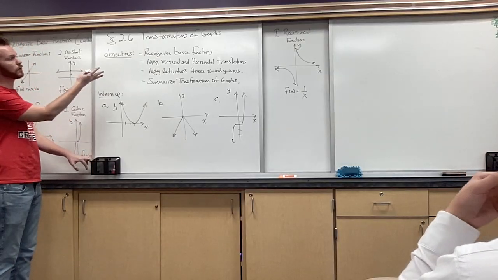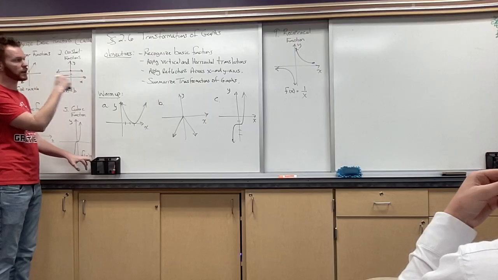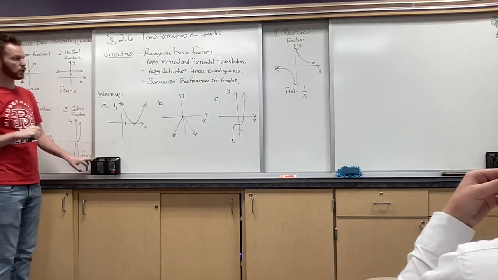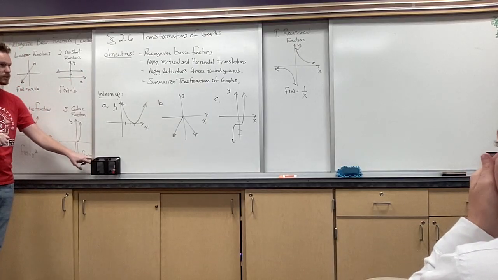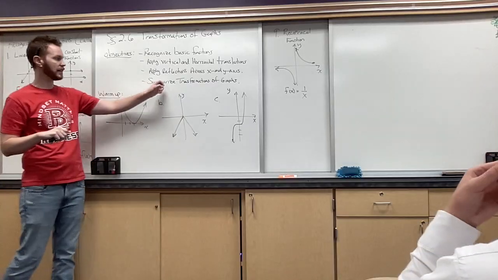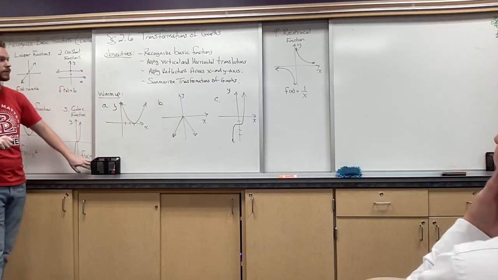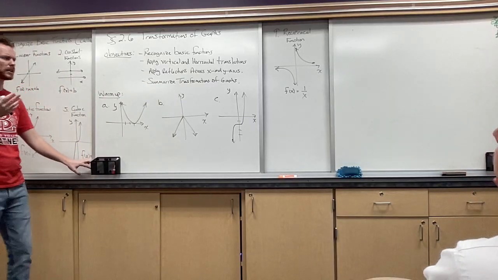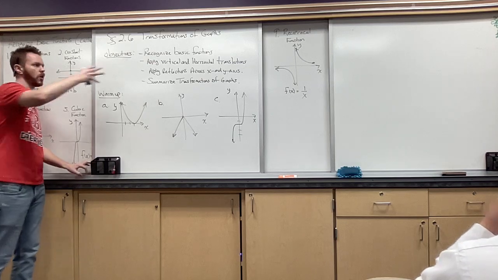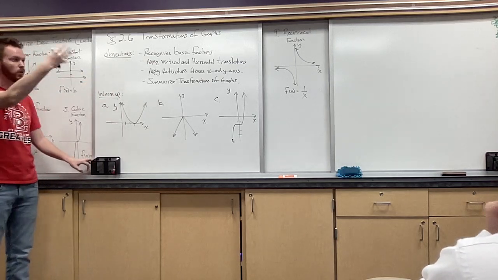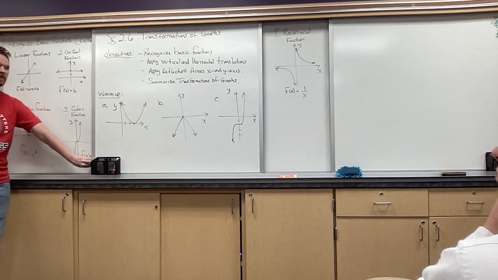But today, we're going to recognize basic functions, which are all these graphs behind this board, apply vertical and horizontal translations, apply reflections across the x and y axes, and then summarize transformations of graphs. What I mean by that is I'm going to give you a problem where we put all of this stuff together, and then what kind of order should we do that in so that we don't make any mistakes?